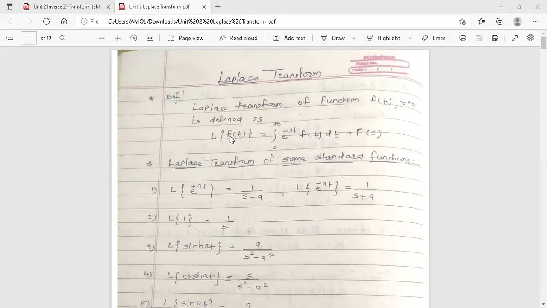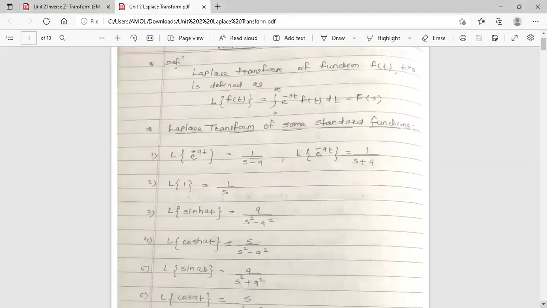So Laplace transform of f of t is equal to the integration from 0 to infinity e raised to minus st f of t dt, which is equal to F of s. This is the definition of Laplace transform. So Laplace transform of some standard functions. Now, Laplace transform of some standard functions.